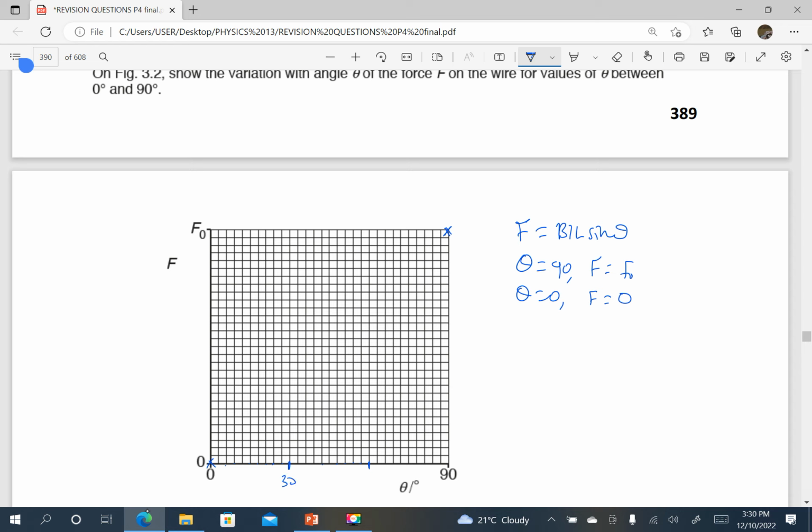If I say this is 30, that is 60, that is 80. So at 30, it is almost half of F naught. When theta equals 30 degrees, F is a half of F naught. So I just look for the center.